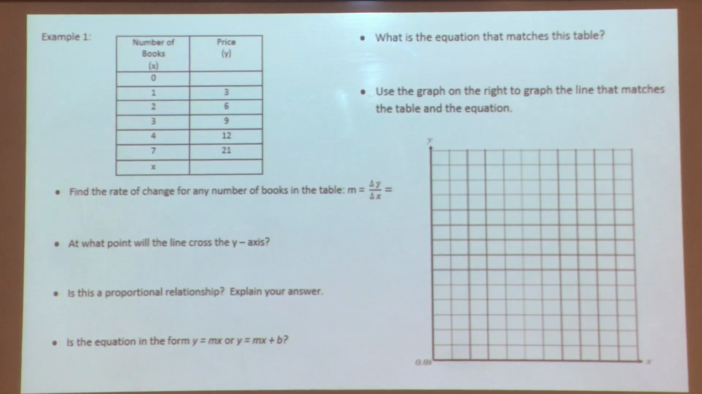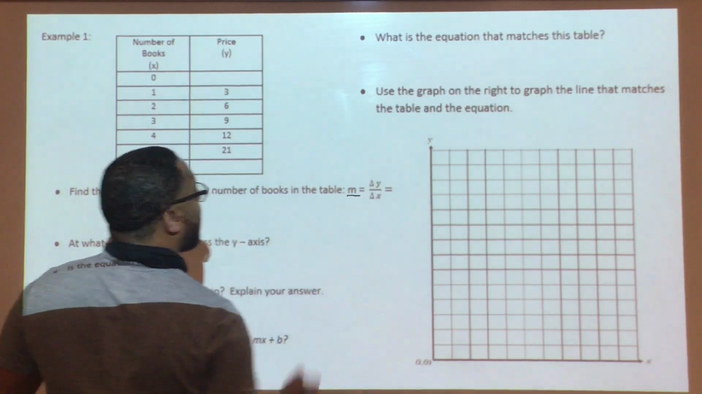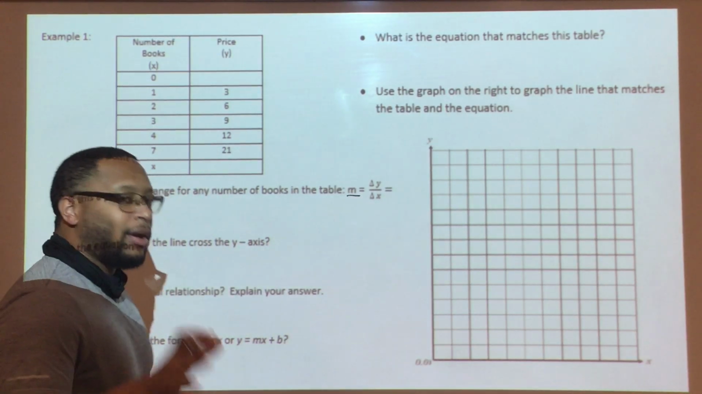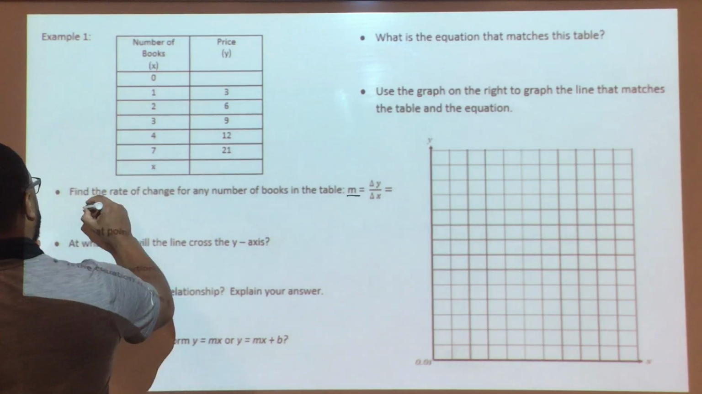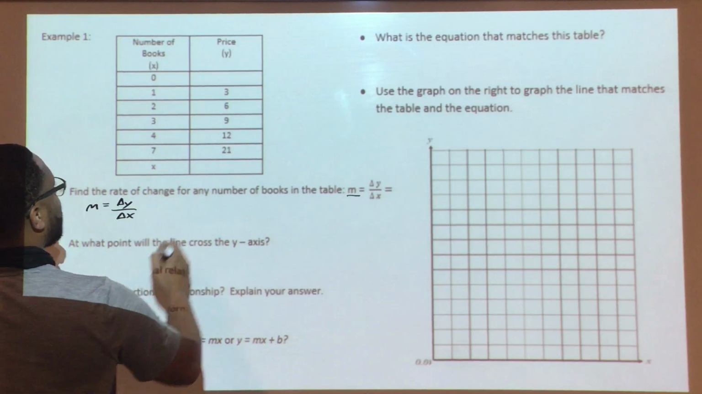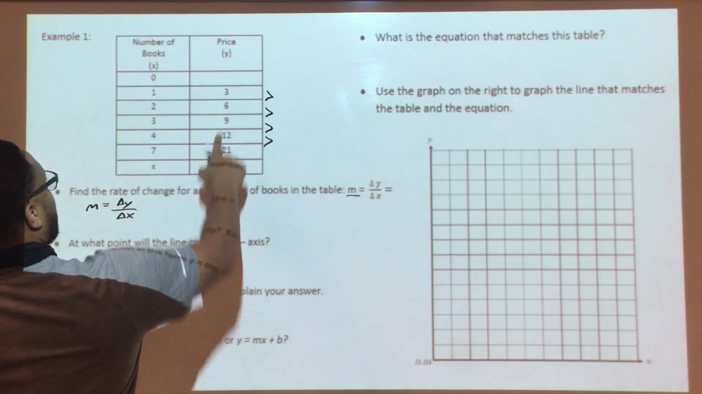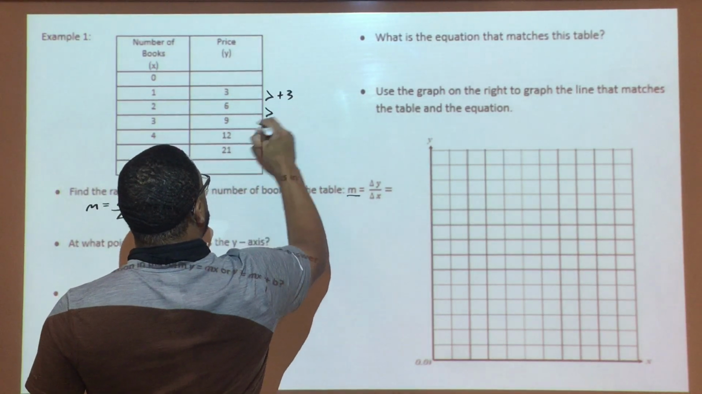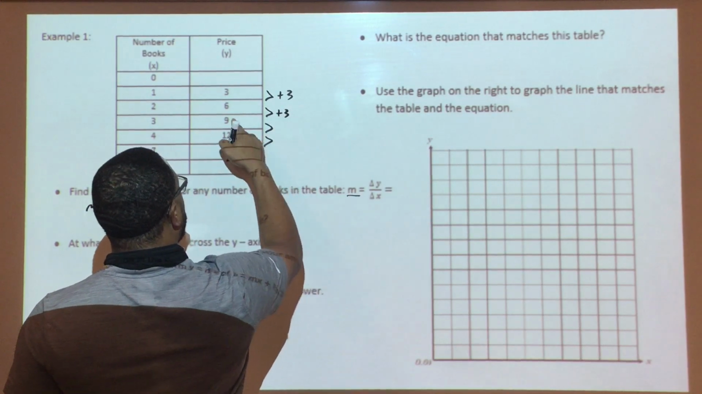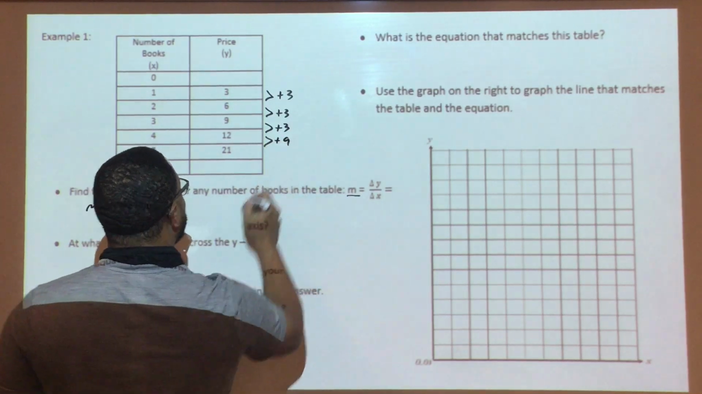So the first thing that it wants us to do is find the rate of change for any number of books in the table using the form change in y over change in x, and you'll notice they put here m is rate of change. So moving forward, m is rate of change. So to find the rate of change, I'm going to do change in y over change in x. Let's figure out what y and x are changing by. So to go from 3 to 6, that's plus 3. From 6 to 9, plus 3. From 9 to 12, plus 3. And then from 12 to 21, that's plus 9.